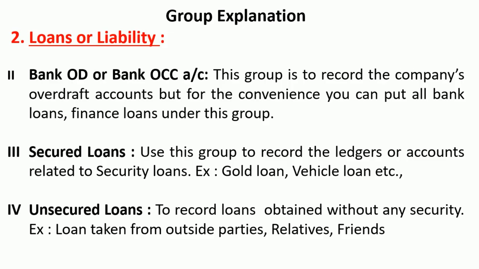Fourth one, that is third one in this loans or liability, unsecured loan. To record loans obtained without any security. Commonly we will say in business, if you are taking loan from relatives or friends, then we can take under unsecured loan. Maybe for example, loan from father, loan from brother, loan from friend. You can take it as unsecured loan.